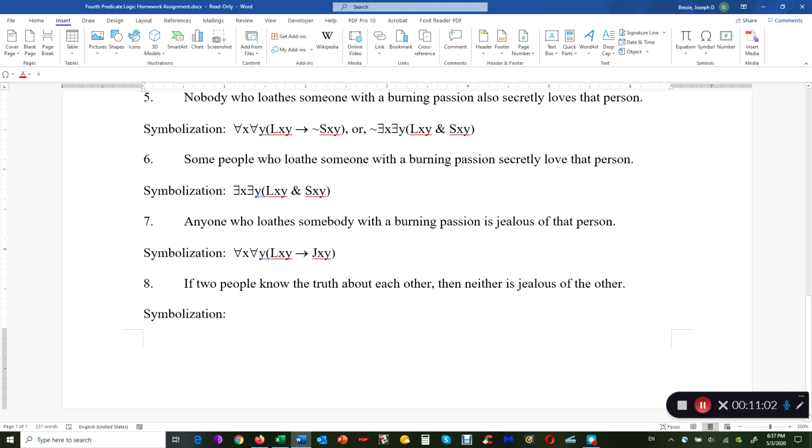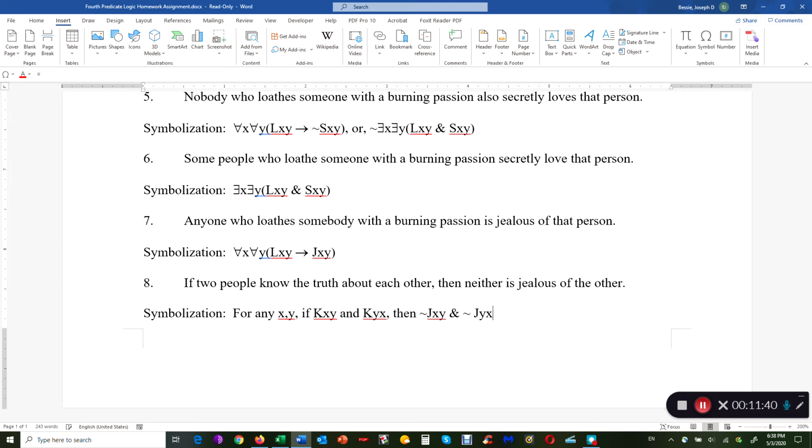And then finally, this last problem is probably the most complicated of the whole thing. I don't know if anyone got this one completely right. But I think one person might have. Let's write it in Loglish. For any x, y, if they know the truth about each other, if KXY and KYX, then not JXY and not JYX. And with the neither nor, there's a couple ways to do that.